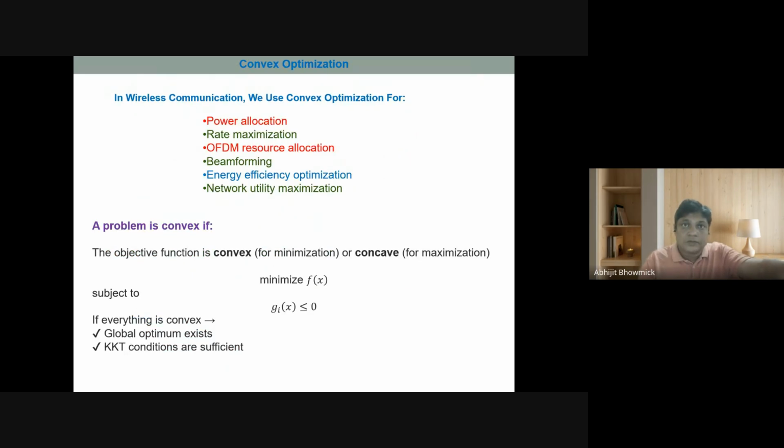So here, what are the parameters to be allocated? One is power allocation, rate maximization, OFDM resource allocation, team forming, energy efficiency optimization, network utility management. These are basically the different parameters that you can optimize.